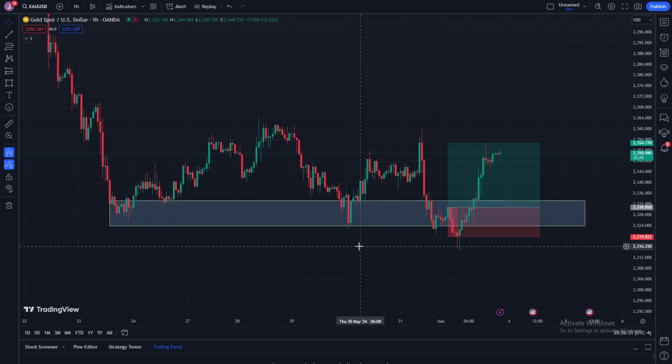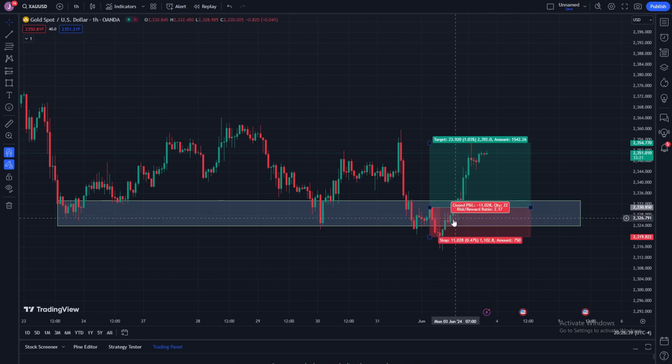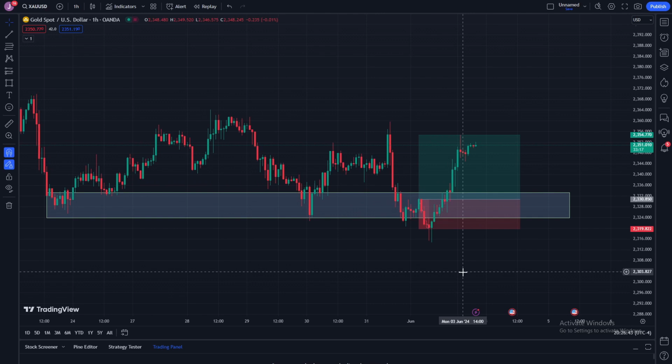So as we're looking here, my entry was based off of this low of the range here. I got in on what I thought was going to be a push upward, but then my trade reversed on itself after just about 3 or 4 hours. So what happened? What went wrong?